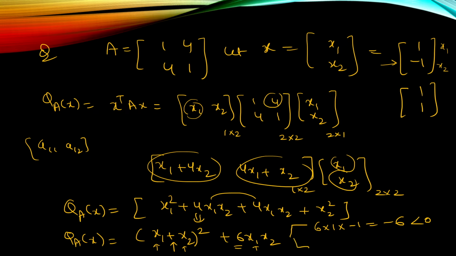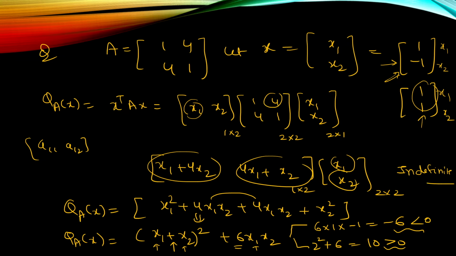But am I getting any other value also? If I put both of them as positives, that means 1 plus 1, this is 2 square plus 6 times 1 is 6. So this is 10, which is positive. So it is giving me both kinds of values based on the vectors I am using. So it is not the same for all vectors. That means this is the condition of indefinite. Did you get it? So this is how you can check from the quadratic form.